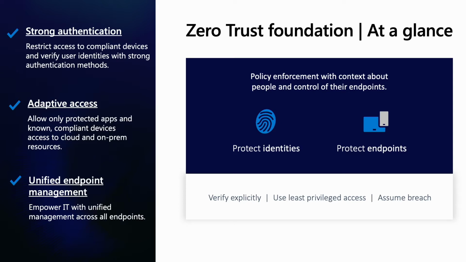We do that through 2 main functions. We want to protect the identities, and we want to protect the endpoints. And of course, when we protect the identities and the endpoints, we want to make sure that the resources those endpoints are accessing are safe and checks are happening at access. So policy enforcement is key here in policy evaluation. We do this through a few different implementations at Microsoft.